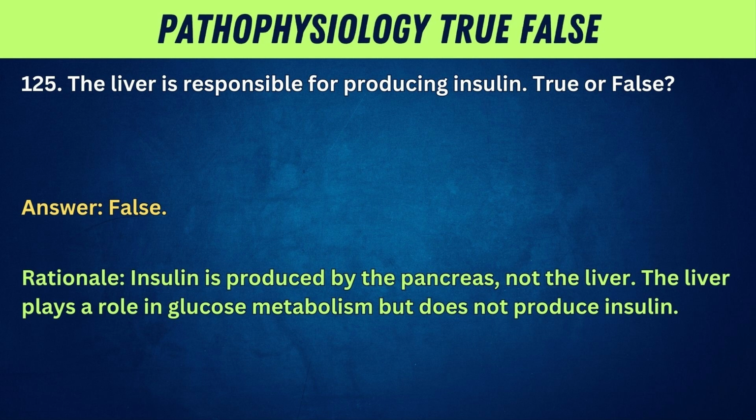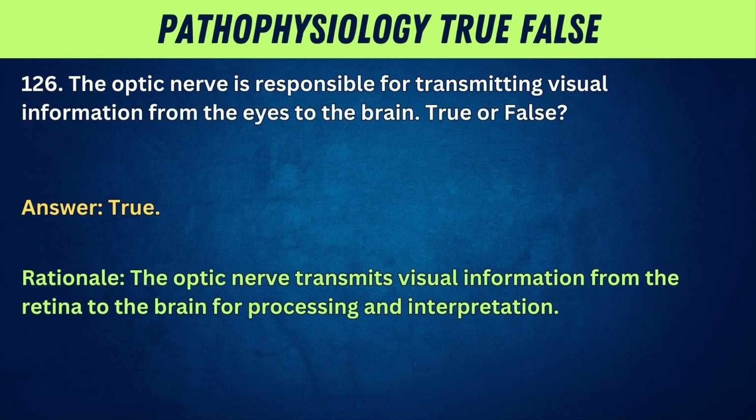125. The liver is responsible for producing insulin. True or false? Answer: false. Rationale: insulin is produced by the pancreas, not the liver. The liver plays a role in glucose metabolism, but does not produce insulin.